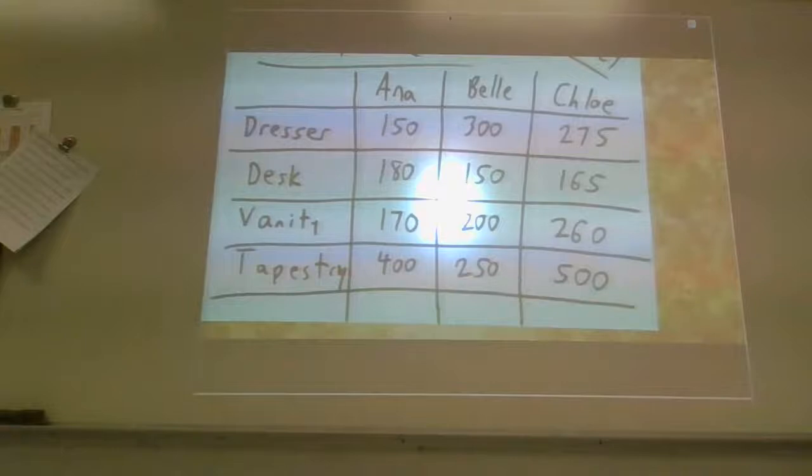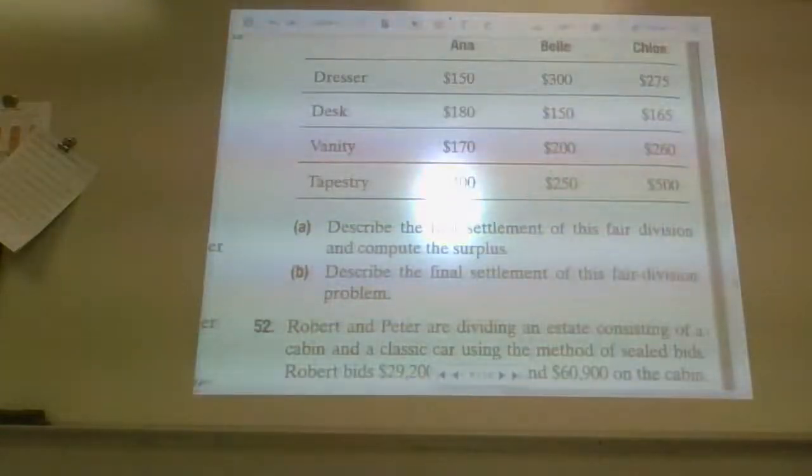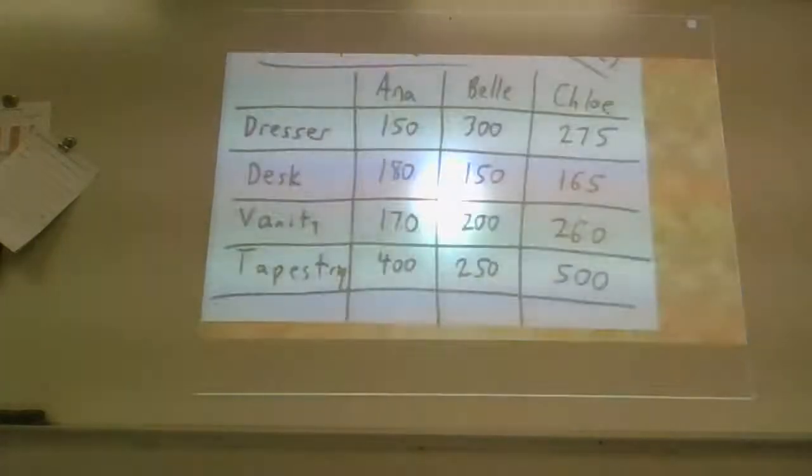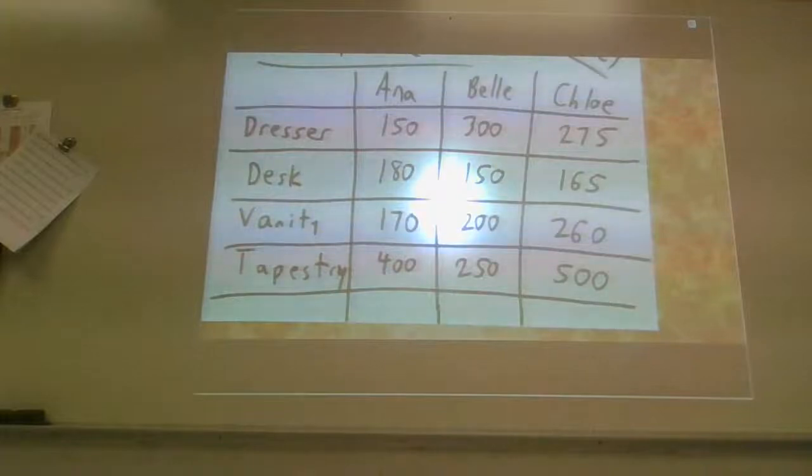Here's the table. Let me double check my numbers. 150, 180, 170, 400, 300, 150, 200, 250, 500, 260, 160. There we go. Good. So as Sydney said in the chat, Chloe really wants that tapestry.